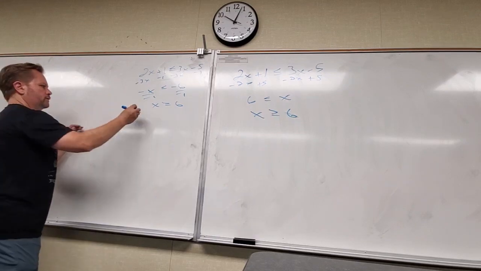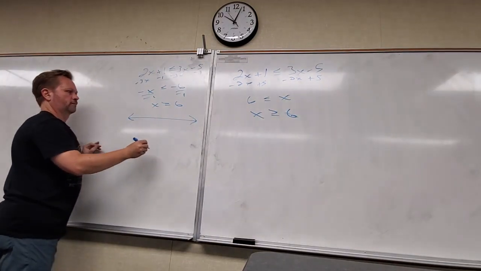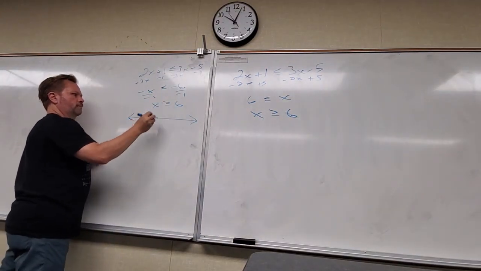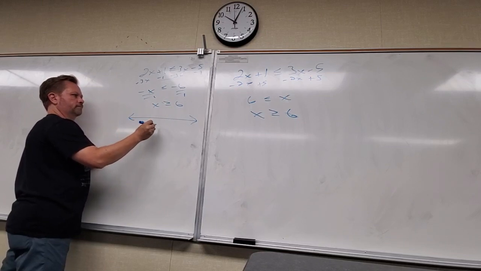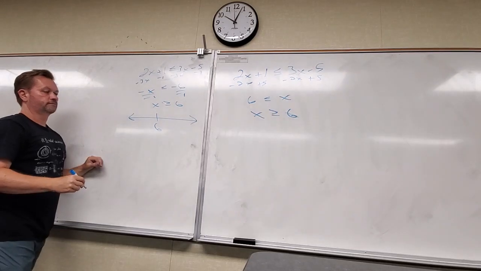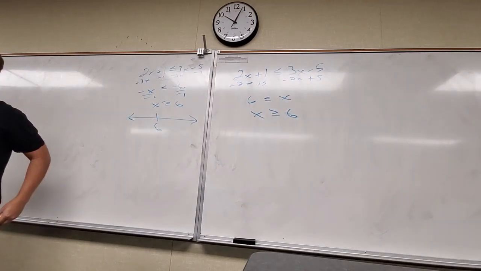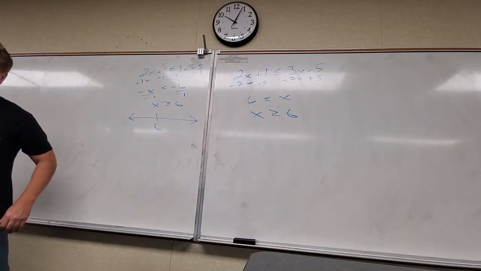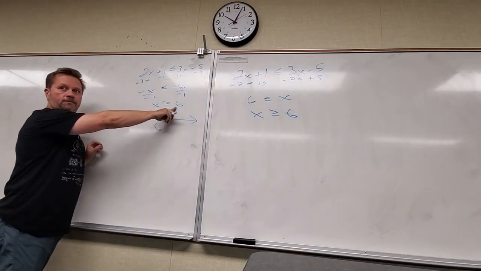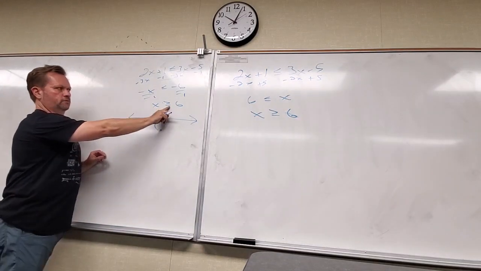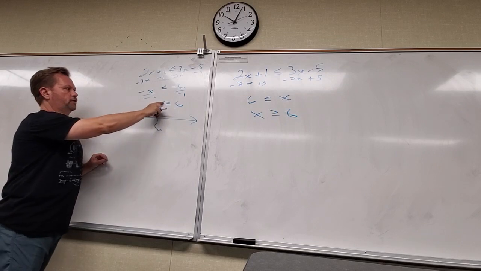Now how do I graph this? It's a closed. Nope, we don't do circles anymore. We do set notation symbols. Do I include the 6? Yes, it's allowed to equal 6, right? So I can include it.